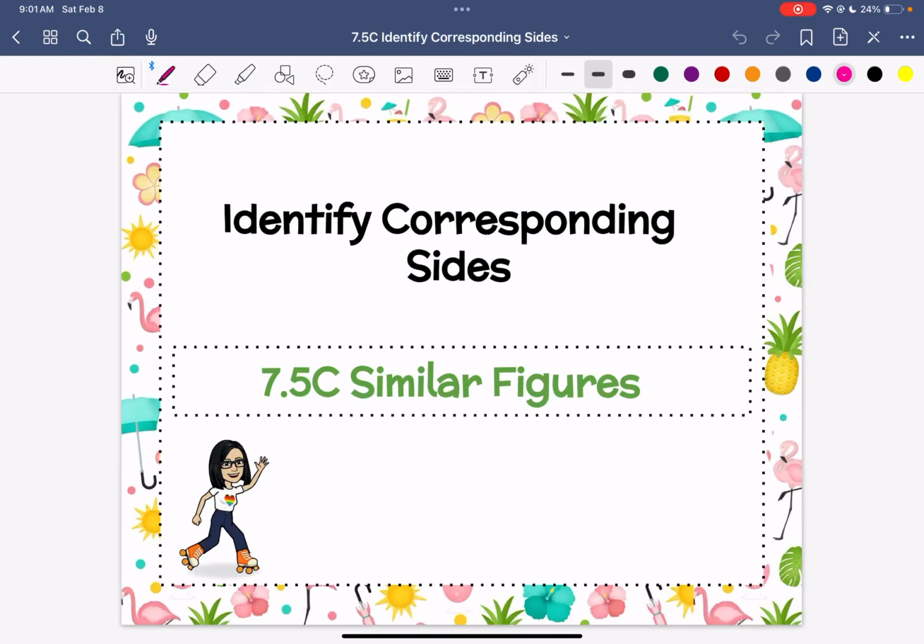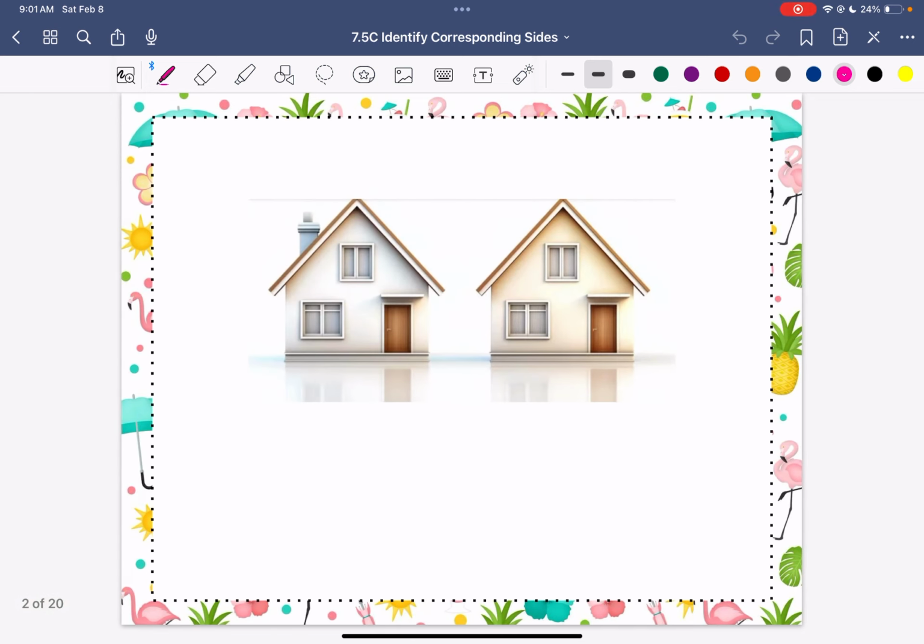Hey, welcome back, guys. In this video, we're going to identify corresponding sides in similar figures. So think about in real life. If you have two houses side by side, and you took one house and put it on top of the other like I have here. We'll call this house 1 and house 2. If I put house 2 on top of house 1, would the front door be in the same spot? They would, meaning they are corresponding. It'll make more sense as I keep going.